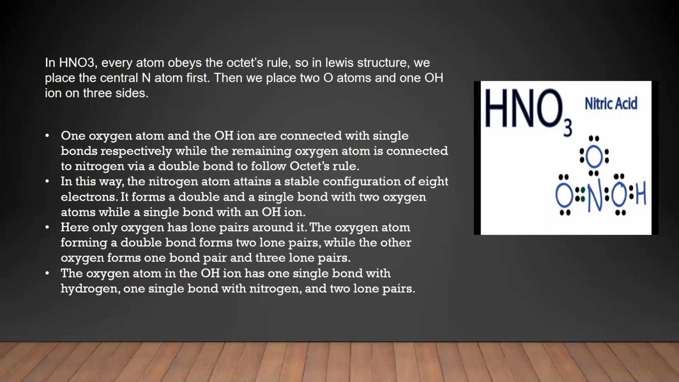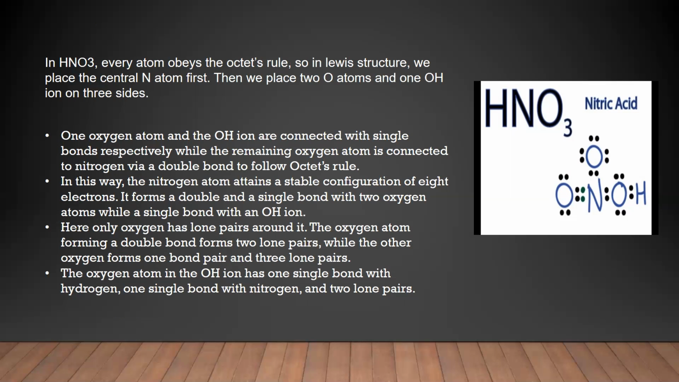is the central atom, nitrogen. One oxygen atom is present at the right side of the nitrogen, and also a hydrogen atom is present with the oxygen. And 1 oxygen atom is present at the left side of the nitrogen with a double bond, and 1 oxygen is present at the upper side of the nitrogen with a single bond. So, 1 oxygen atom and the OH ion are connected with single bonds respectively, while the remaining oxygen atom is connected to nitrogen via a double bond to follow the octet rule.